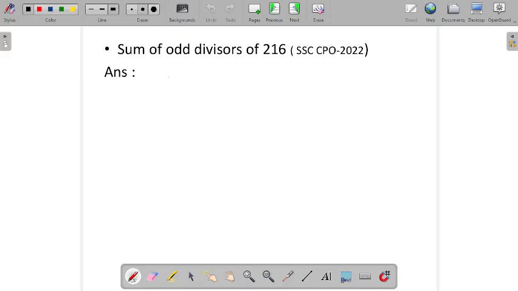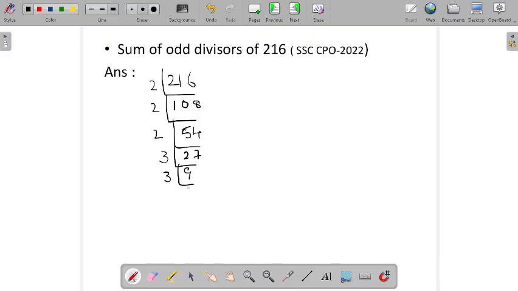Let's do it. 216, first of all let us find factors. 216 divided by 2 is 108, right? Again when we apply 2, 54 is the quotient. Again when we apply 2, 27. When we apply 3, 9 is the quotient. When we apply 3, again 3. So we can write 216 equal to 2 cube into 3 cube.